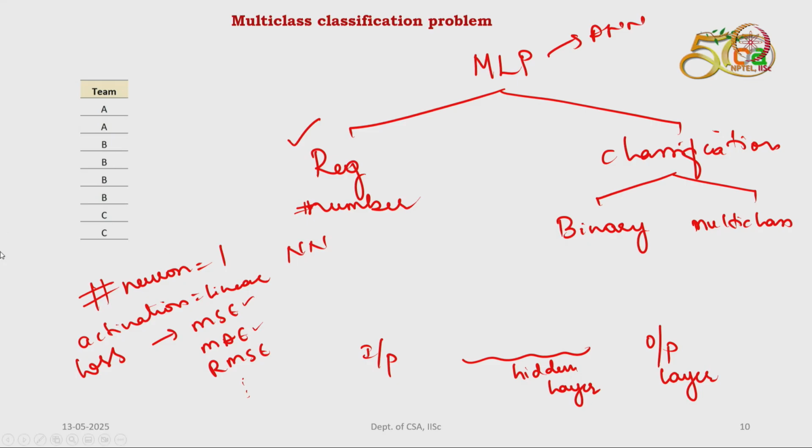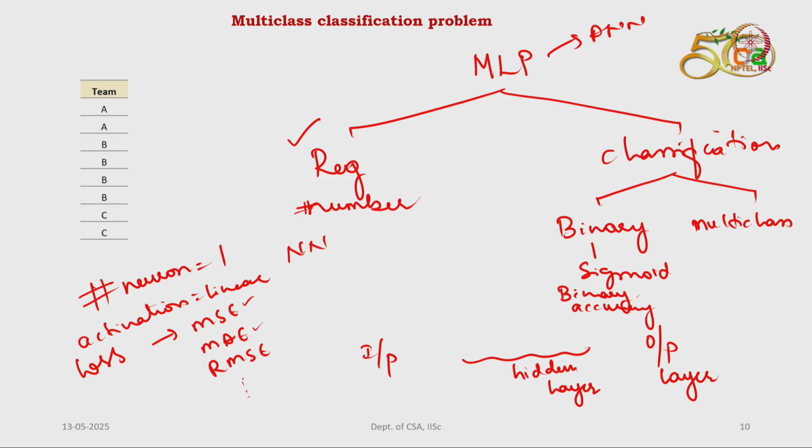Now, let us see when we are solving a classification problem. For binary classification, how many neurons do you place at the output layer? We will place 1 neuron. What is the activation function we use at the output layer? We use a sigmoid activation function. Then, what is the loss function we use for binary classification? We will use the binary cross entropy loss function. And what is the metric that we use? It is accuracy.